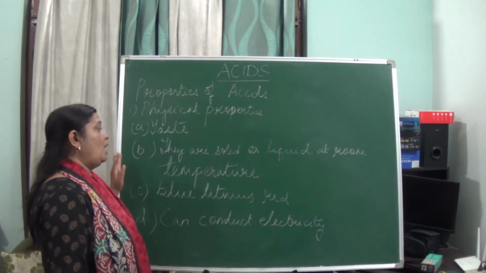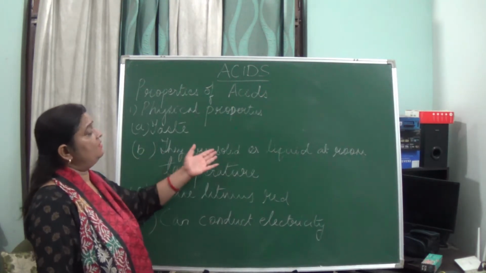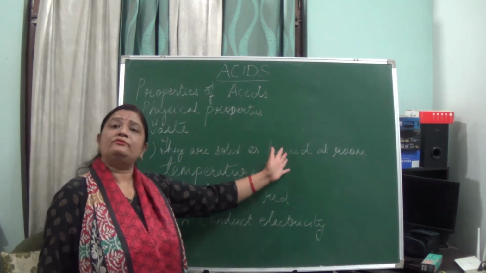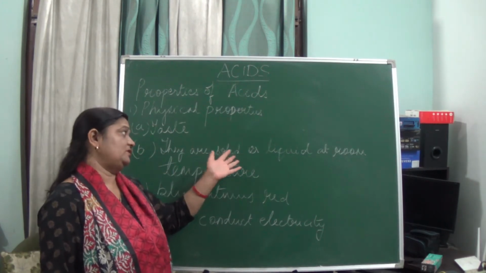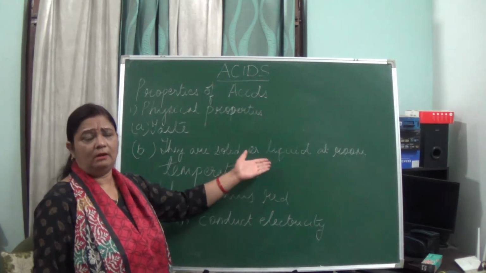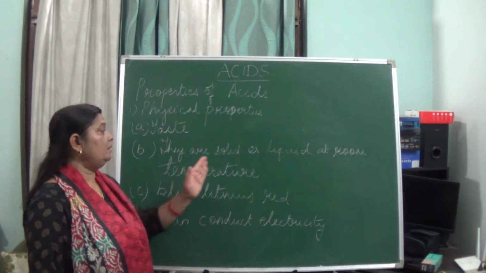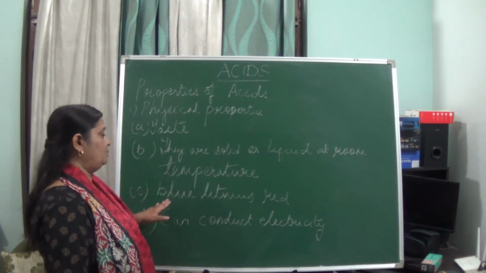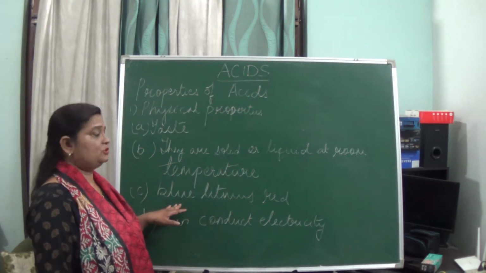Now, in which form do they exist in nature? They exist in the form of solid or in the form of liquid. Oxalic acid is a good example, it exists in the solid form. Liquids, many you have seen, lemon juice, citric acid and all. So acids exist in solid or liquid form at room temperature. Now, if we talk about litmus, it changes blue litmus to red.